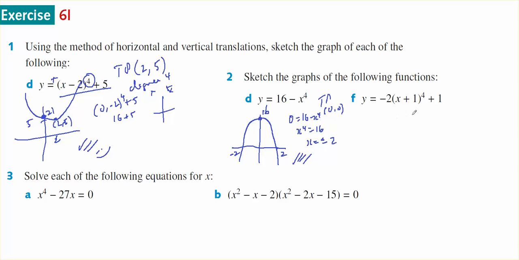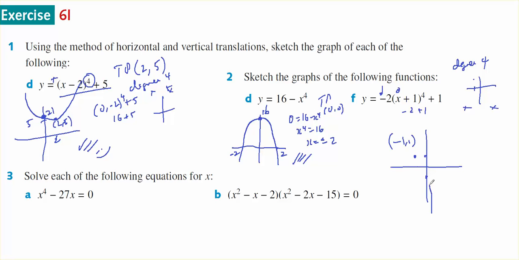That's complete. And this one here is going to be upside down, so it's going to be a degree 4, but it's going to be negative, so it's going to start down here and finish down there. It's going to have turning point at (-1, 1). There's my turning point. If I make that 0, I've got minus 2, plus 1 is minus 1. So I'm going to have that at minus 1. So it's going to look like that with my y-intercept at minus 1.